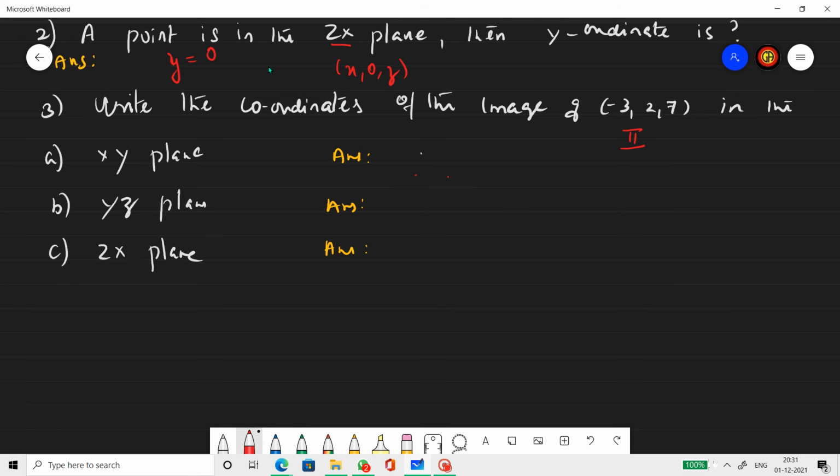So write down the coordinates of the image of -3, 2, 7 in xy plane. So if it is on xy plane, the z coordinate will remain the same. X and y will change its sign. So it's -3 here, it will be 3. 2 here, so it will be -2, and then it's 7, -7. And then for yz plane, it will be 3, -2, 7.